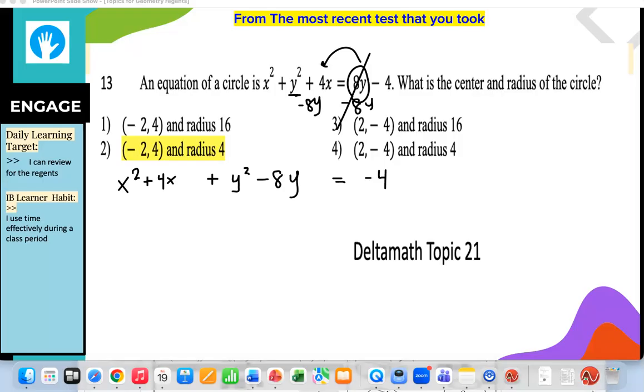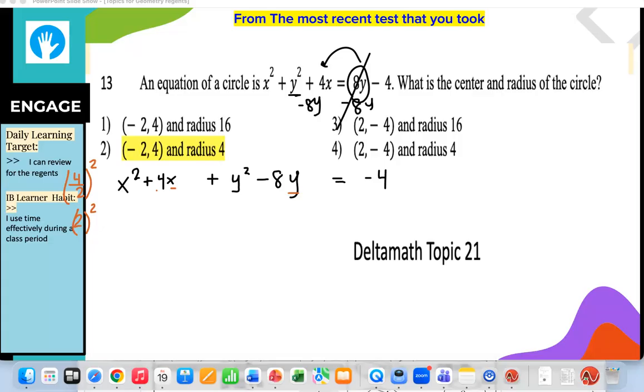So now you want to take the number next to the x and the number next to the y. So we want to take the 4 divided by 2. What's 4 divided by 2? You should know that, but if you don't, use a calculator, you're going to get 2. 2 squared.